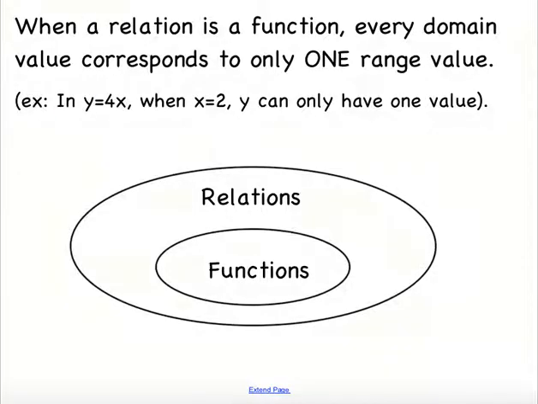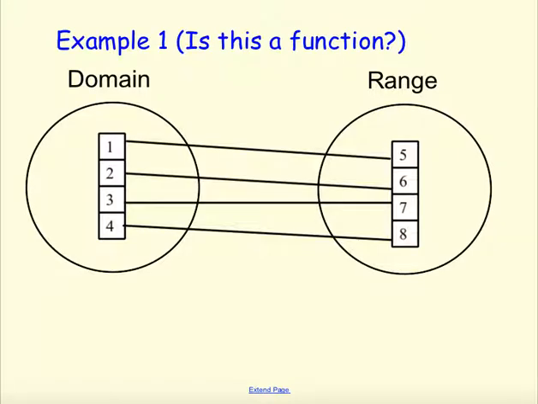What this looks like is something like this. For example, we have a domain of 1, 2, 3, 4, and a range of 5, 6, 7, 8. We can see that 1 goes to 5, 2 goes to 6, 3 goes to 7, 4 goes to 8. Is this a function? And we would have to think, okay, every domain value that I have can only have one range value attached to it. And we would say, yes, this is true. This is a function. One domain equals one range.